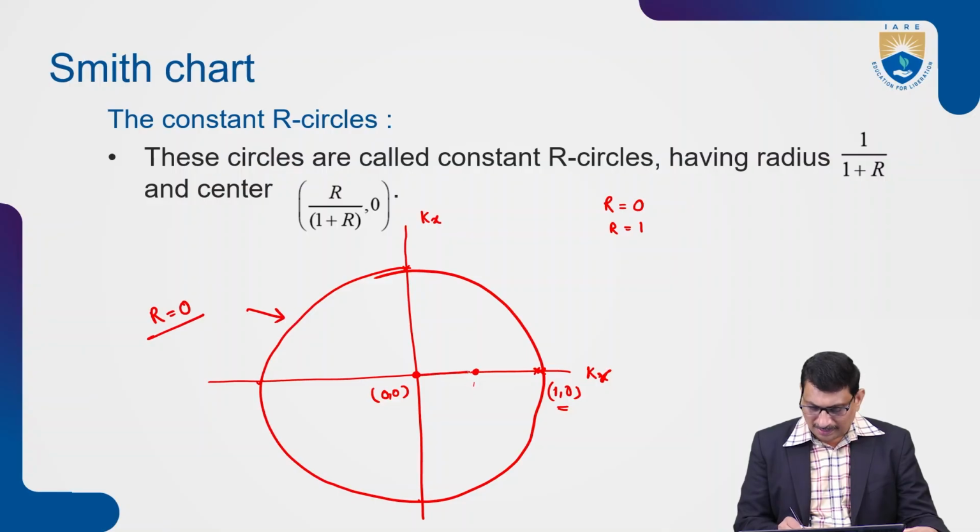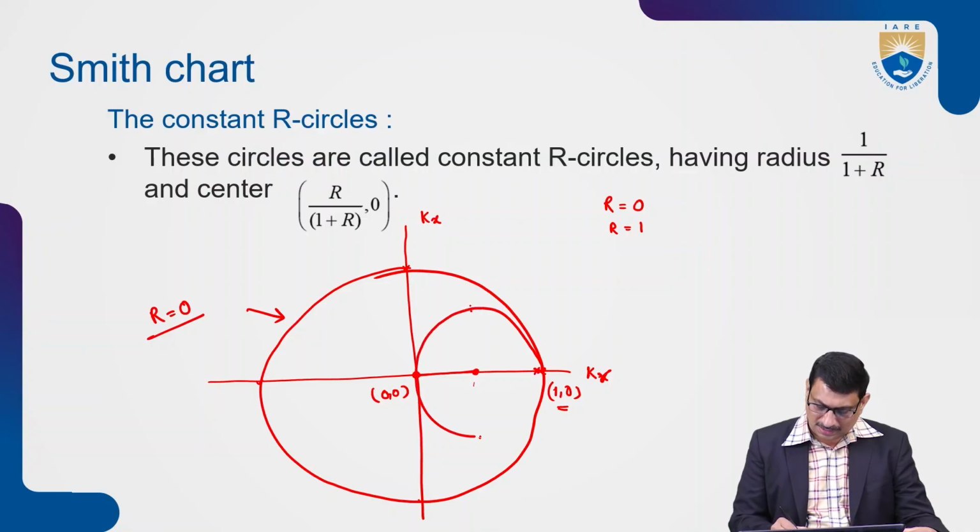So from here, this is 0.5 comma 0. This is the 0.5 distance, and this is the 0.5 distance, and this may be the 0.5 distance, and this may be the 0.5 distance. If I draw that, this is the r is equal to 1 circle.